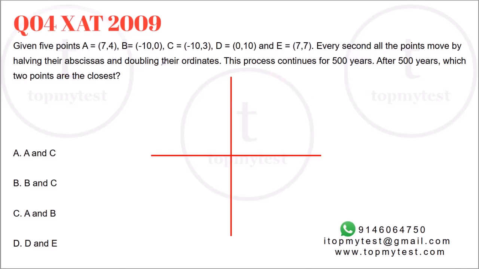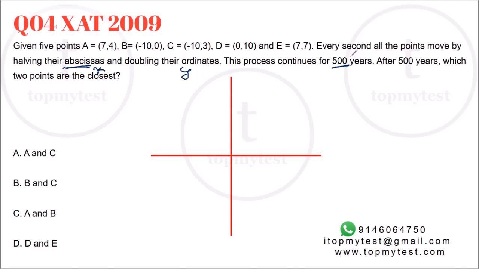Right? So you have multiple points, A, B, C, D, E, etc. Now, first of all, you might think, what is happening? This is 500 years, and then every second the points are changing. Right? Now, what is happening? They are halving their abscissa. Abscissa is their x coordinate, and ordinate is your y coordinate. Right? This gets doubled, and abscissa gets halved.